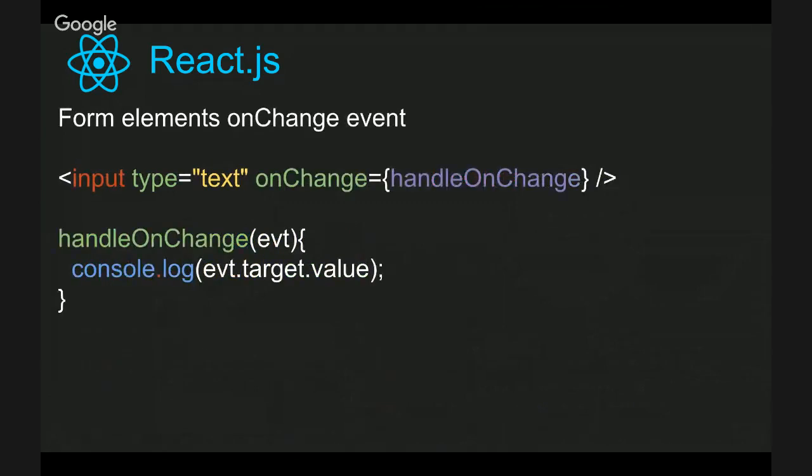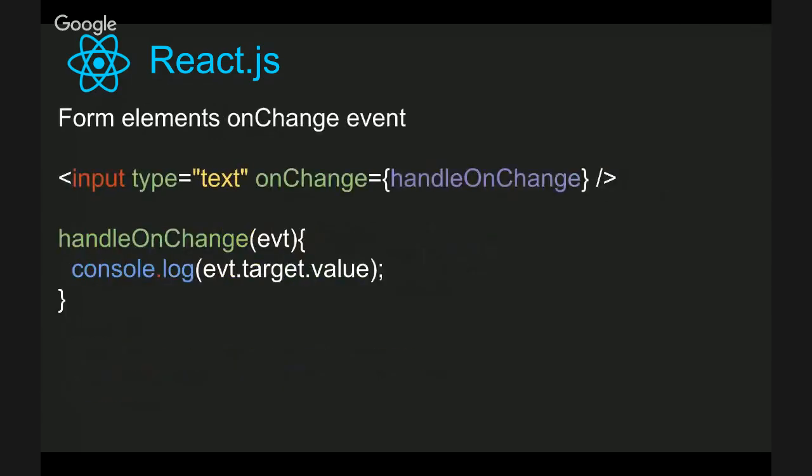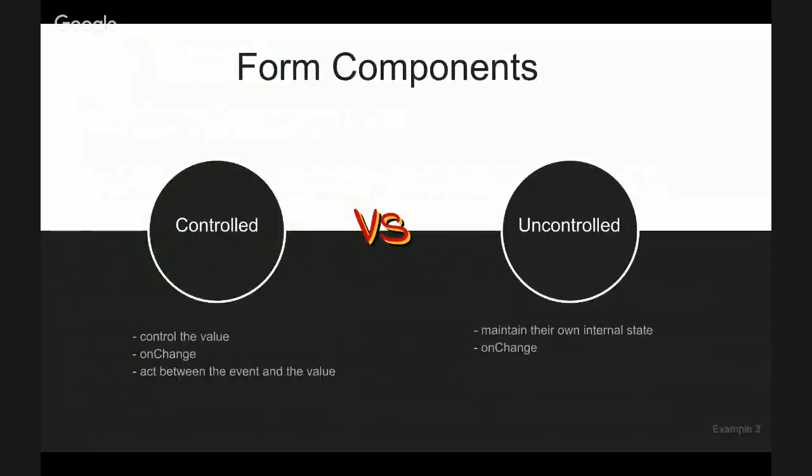Form elements also provide an onChange event handler, which is going to be called depending on the element. For example, for input text and text area, onChange will be called whenever the value is changed. For checkboxes and radio, onChange will be called when the checked is changed. And for options, it will be called when selected is changed. Also for the select, the onChange will be called when the value of select is changed. So let's give it a try and see.